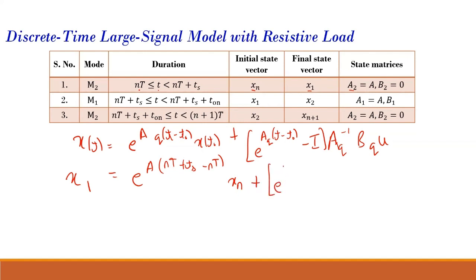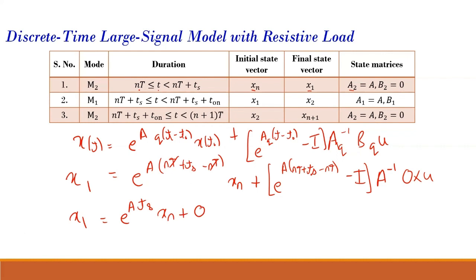Then that will be equal to e raised to A into (nT plus Ts minus nT), minus I, this is the identity matrix, into A inverse. Aq is A, Bq is 0, so I get 0 into u. So x1 is equal to e raised to A into nT, and nT gets cancelled, e raised to A into Ts into xn plus 0. This is how I'm representing the state vector x1 in terms of xn. Right? So any queries in this?